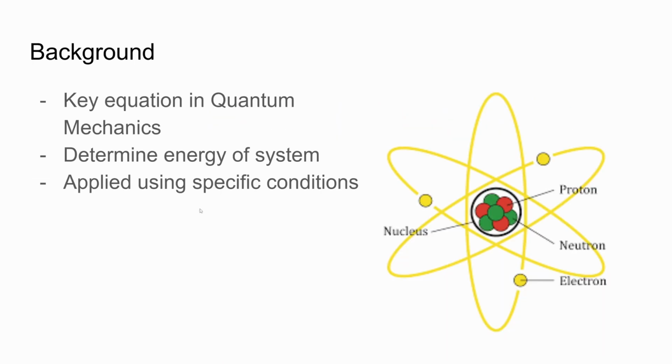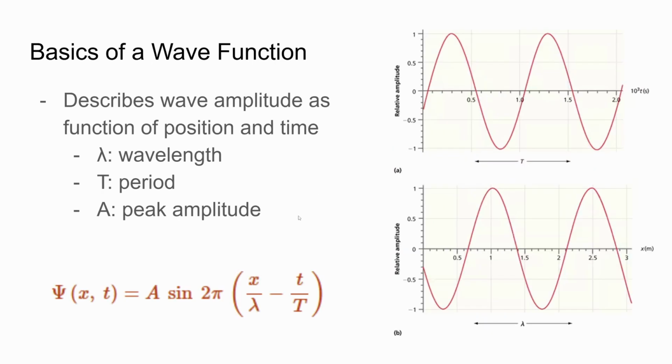Now, the Schrödinger equation is used to determine the energy of a quantum system. Then, by applying specific conditions, we can use this equation for a multitude of systems. Now, we can actually derive the Schrödinger equation from basic physics.